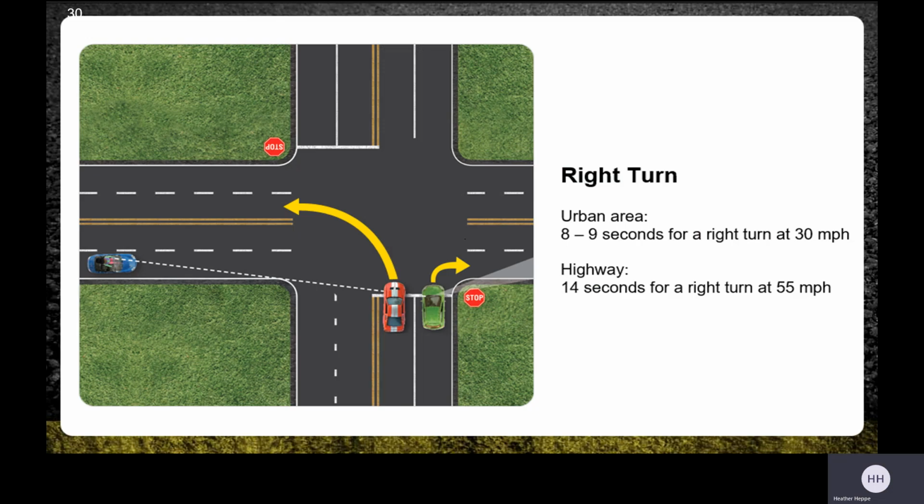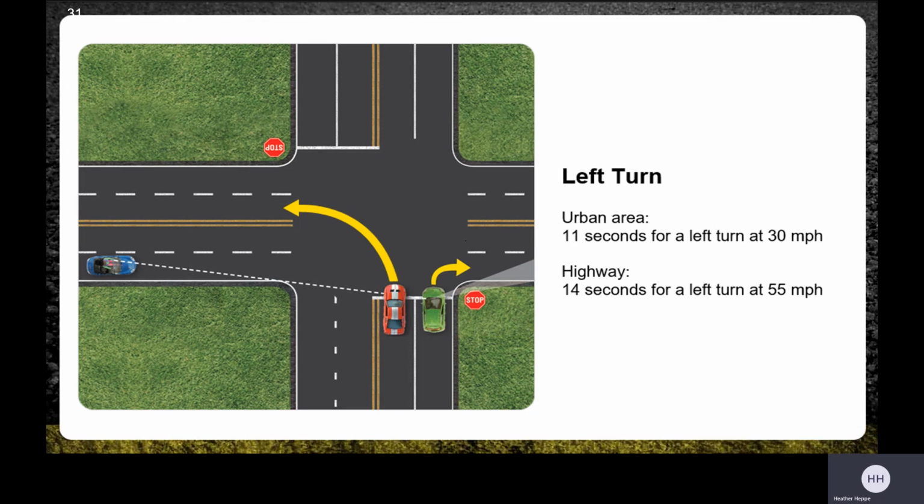For a right turn here on a street where traffic is moving at 30 miles per hour, you need a gap of 8 to 9 seconds. So we need to look down and see, is this about 8 to 9 seconds away for a right turn at 30 miles an hour? Highways, we would need 14 seconds as the speeds are roughly 55 miles per hour. Left turn in urban areas, we need 11 seconds for a left turn at 30 miles per hour and 14 seconds at 55.